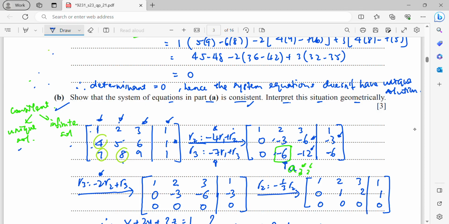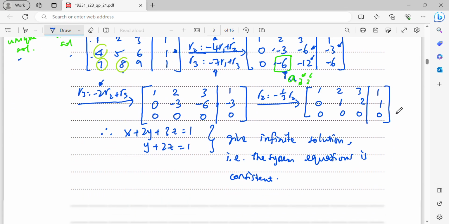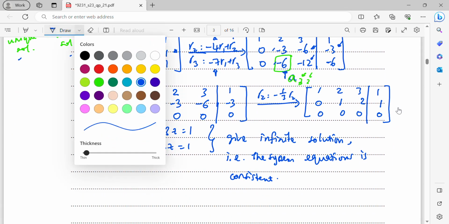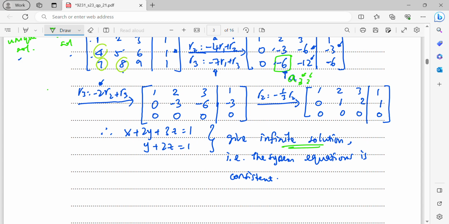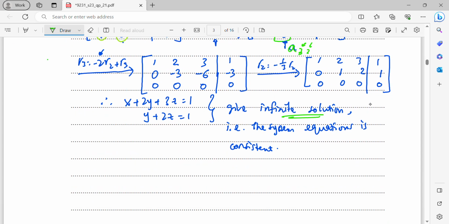Now interpret this situation geometrically. So since it has infinite solution over here, infinite solution means that you can interpret this as two ways. The first one is, so this is the interpretation. So you can say that three planes form a sheaf. So the sheaf here means that sets of all planes that have the same common line.